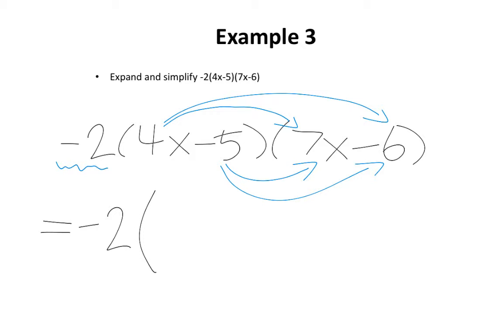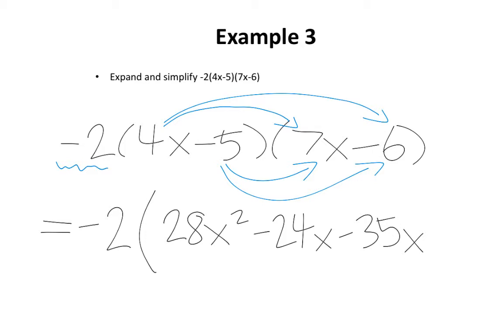Therefore, I'm going to multiply my first terms. 4x multiplied by 7x is 28x squared. I'm going to multiply my outer terms. 4x multiplied by negative 6 is negative 24x. Now I'm going to multiply my inner terms. Negative 5 multiplied by 7x is negative 35x. And last but not least, I'm going to multiply my last terms. Negative 5 multiplied by negative 6 is equal to positive 30. And I'm going to close these brackets.